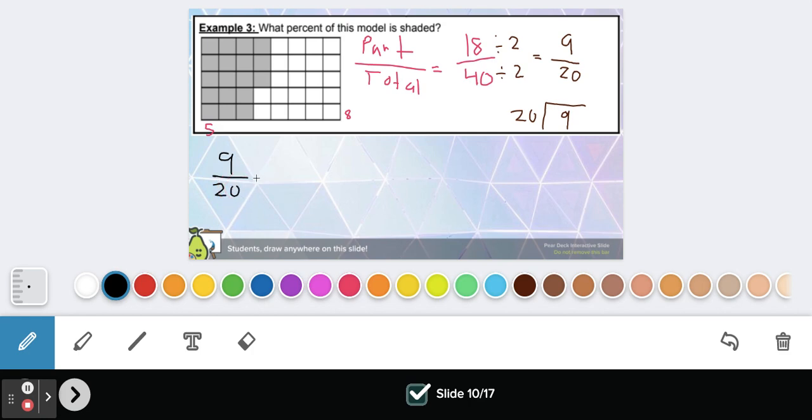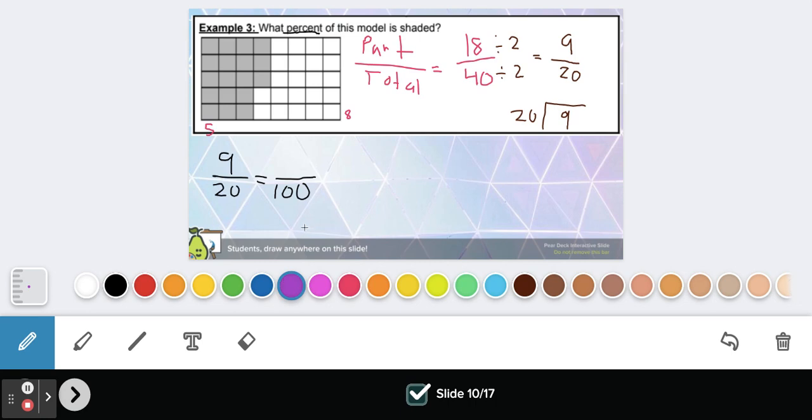So we're going to set up something called a proportion, okay? A proportion means that I have one fraction equal to another fraction. They're equivalent fractions. That means they're the same exact thing, okay? Since we are talking about percents, percents are always out of 100. Remember that. Percents are always out of 100, okay?